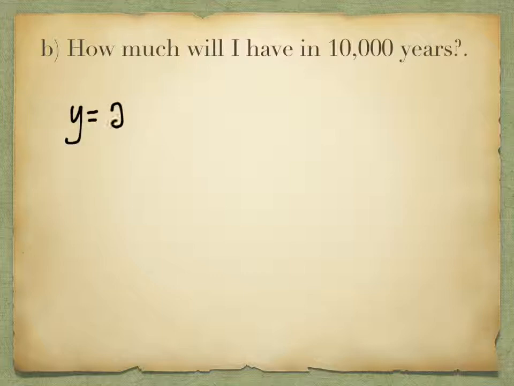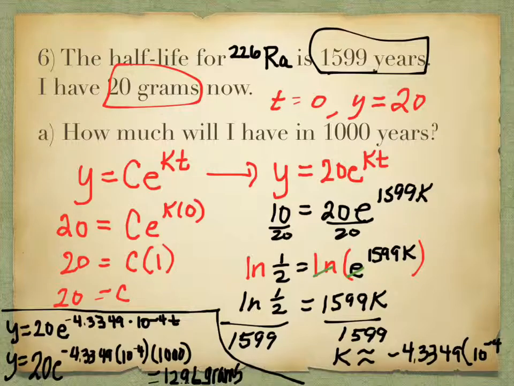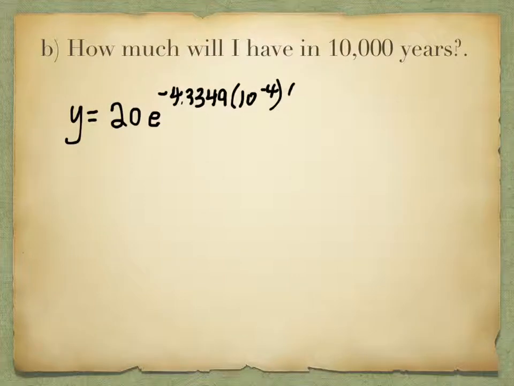So y equals 20, e to the negative 4.33, was it 49? Times 10 to the negative 4, is that right? Yeah. Times 10,000 years. Again, being awfully careful with all that exponent that uses multiplication symbols so that you don't end up multiplying by 10,000. You'll know if you did, because things will look really weird when you get an answer that's more than you started with. That's not good if it's a decay problem, right? Yeah, not so good.